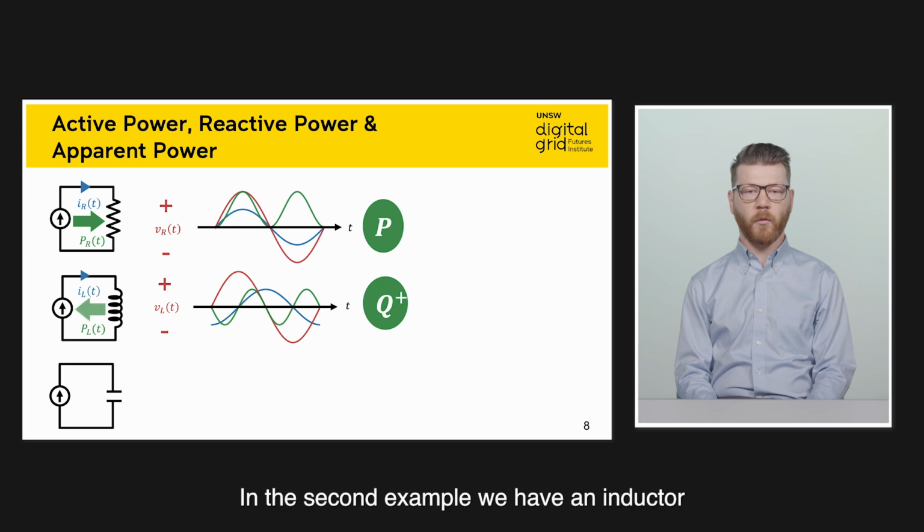In the second example, we have an inductor in our circuit. And in this case, we can see the voltage and the current are 90 degrees out of phase with each other. If we multiply that red and blue waveform together, our green waveform now is sometimes positive and sometimes negative. This represents power flow going to and from generator and load and back again. In this case, the net power transfer is zero because it's oscillating with time.